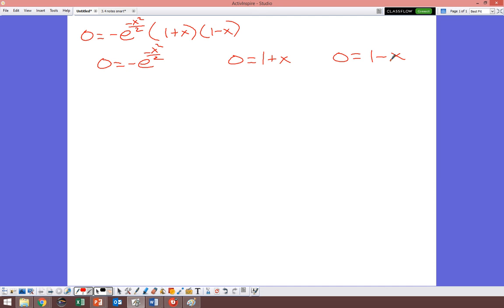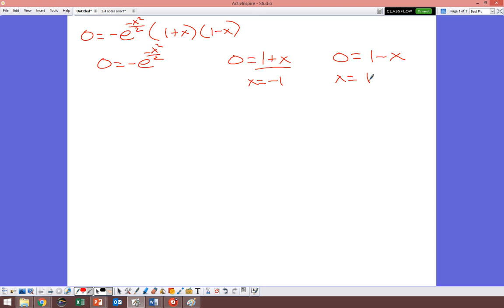Alright, so let's do the easy ones. x equals plus or minus 1. So x equals negative 1, and x equals positive 1. Now, for the exponential one, divide both sides by negative 1.